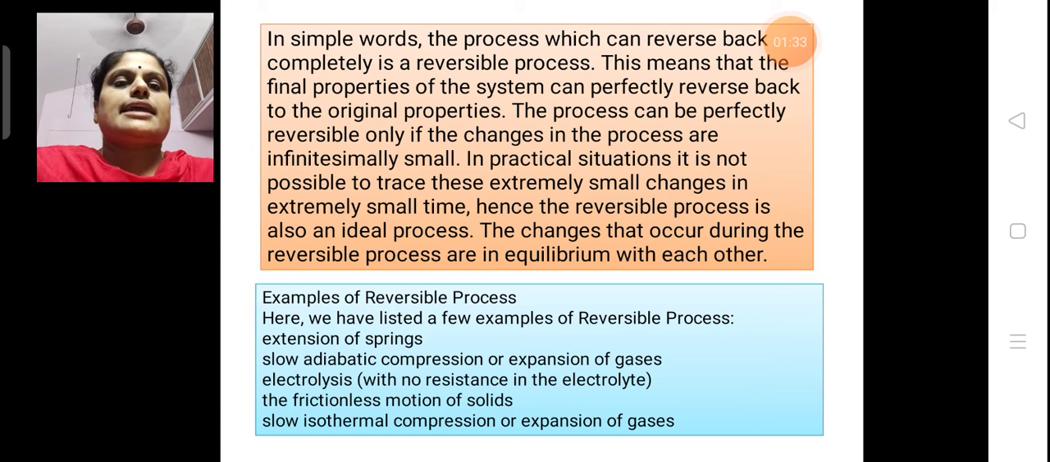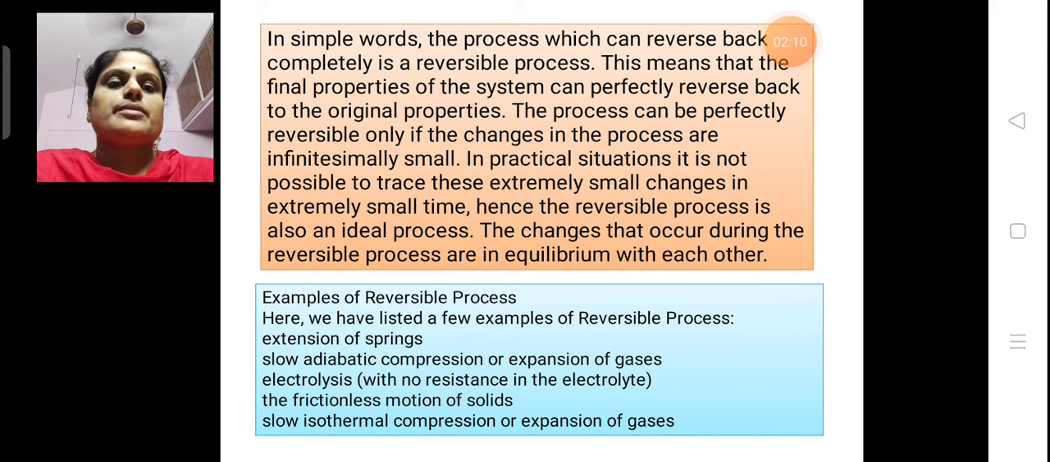The process can be perfectly reversible only if the changes in the process are infinitesimally small. In practical situations, it is not possible to trace these small changes in an extremely small time. Hence, a reversible process is an ideal process. The changes that occur during the reversible process are in equilibrium with each other.